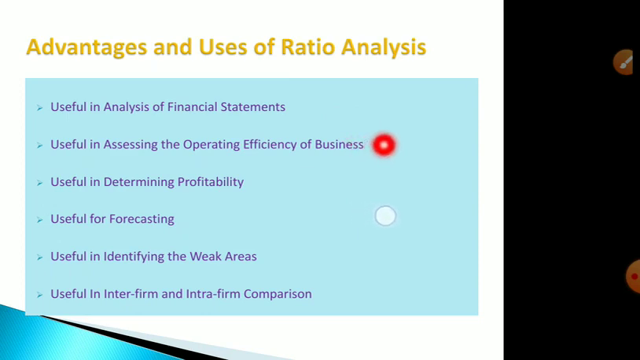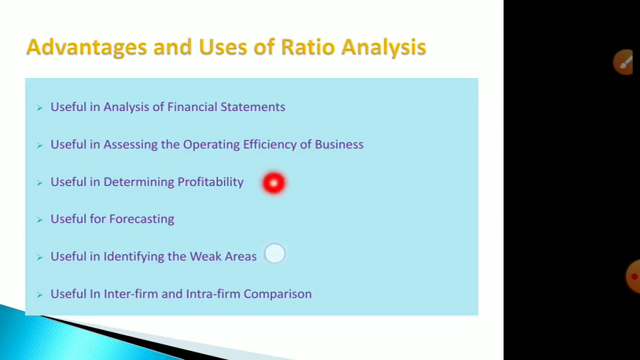Second point, useful in assessing the operating efficiency of business. That is, the operating efficiency of the business is determined with the help of activity ratios such as inventory turnover ratios, working capital turnover ratios. We will be learning all these types of ratios in the upcoming part. And who finds out the efficiency of the business? The management.